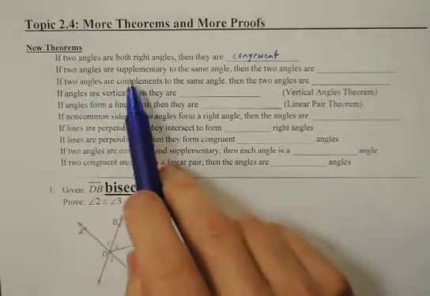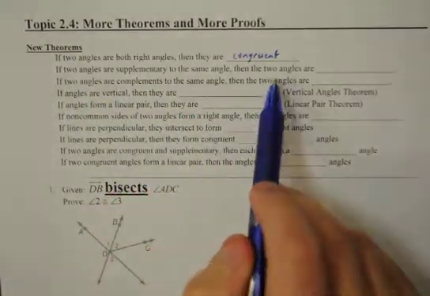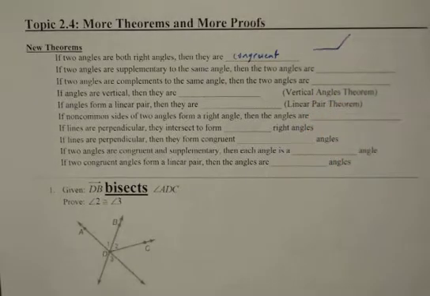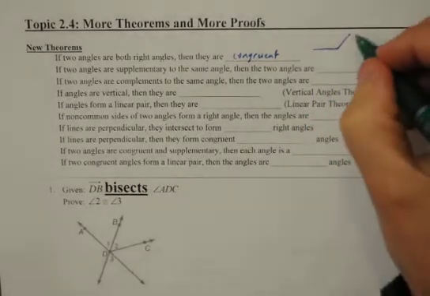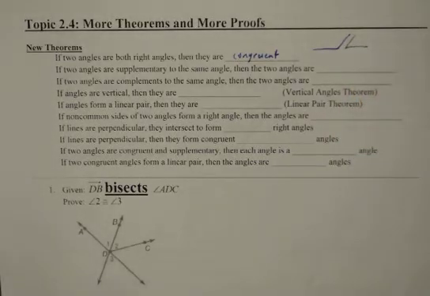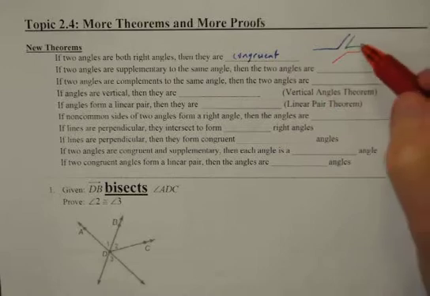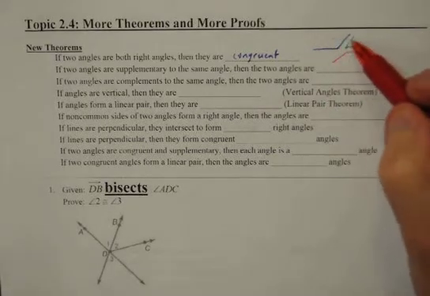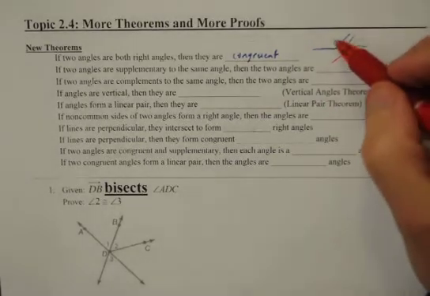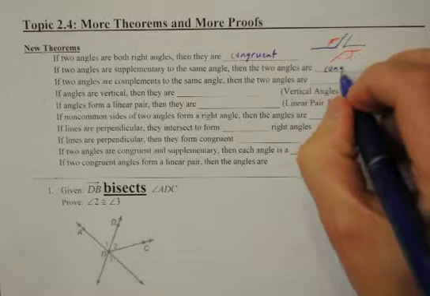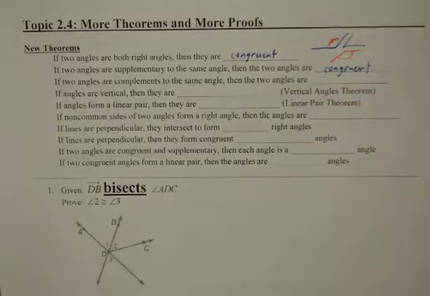If two angles are supplementary to the same angle, so it'd be like this: if the blue angle is supplementary to the green angle, and the green angle is supplementary to this red angle, so if these add up to 180 and these add up to 180, then these two are the same. They're congruent. When in doubt in geometry, put congruent.